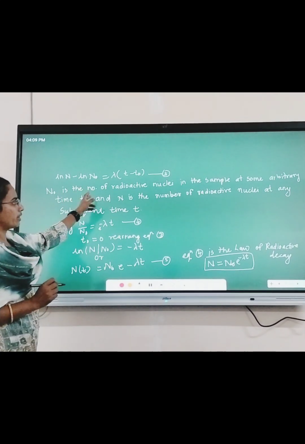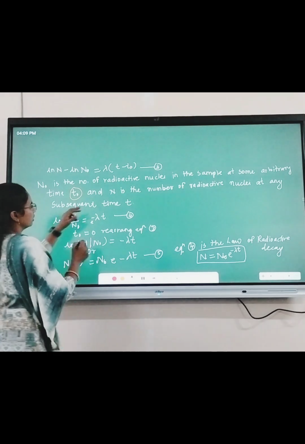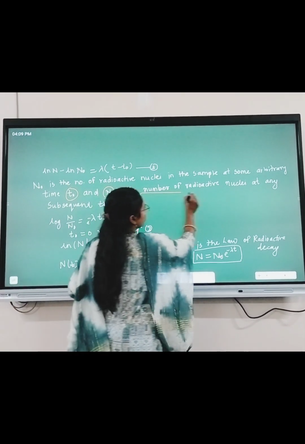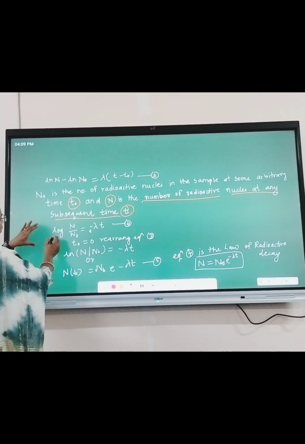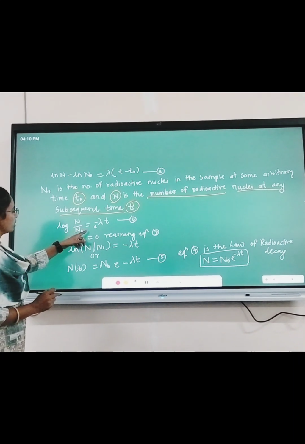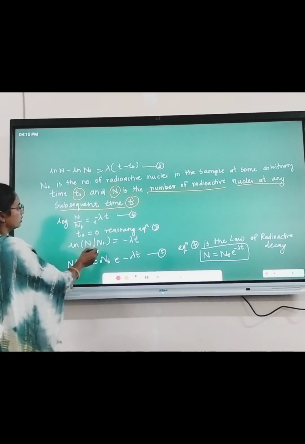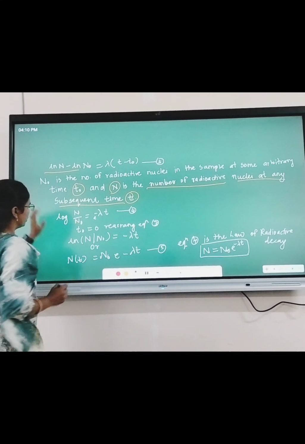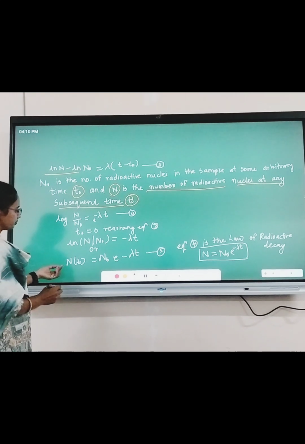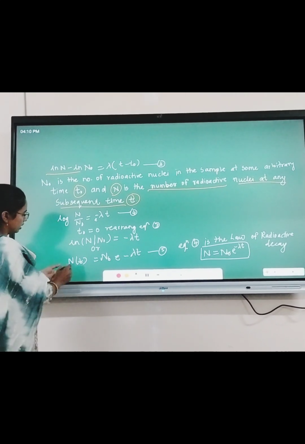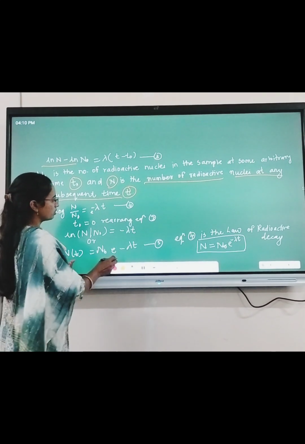N0 is the number of radioactive nuclei in the sample at an arbitrary time t0, and capital N is the number of radioactive nuclei at any subsequent time small t. So N divided by N0 equals e raised to minus lambda t. This is equation number 4. If t0 is equal to 0, rearranging the third equation, we have ln N by N0 equal to minus lambda t. So after rearranging, we have N of t equal to N0 times e raised to minus lambda t, and equation 4 is the law.